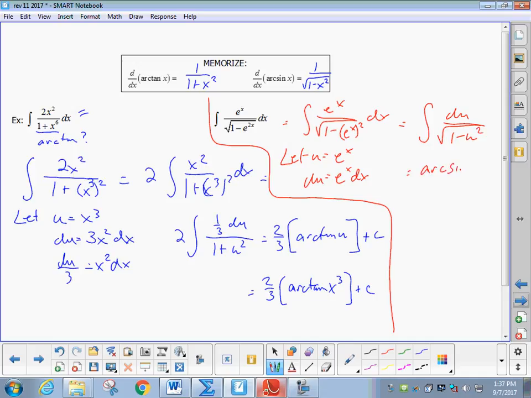How's this one going? A little better? Answer? Arc sine of e to the x plus c. By the way, I'm using arc sine, but you can most definitely use this notation. They're equivalent, and they're both accepted in all.